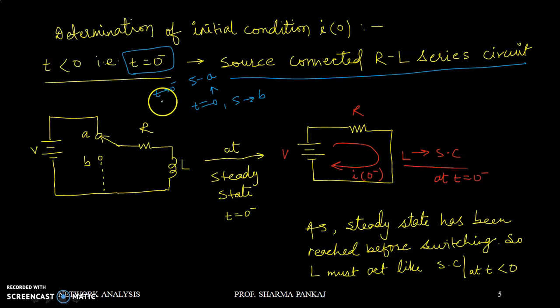Okay, so at this position we are analyzing. See this, this switch S is connected to position number A. This is your R, this is your L as connected, and this part becomes redundant. This has got no meaning at this point of time. You can actually delete it or ignore it. The circuit will be like this at steady state, t equal to 0 minus.